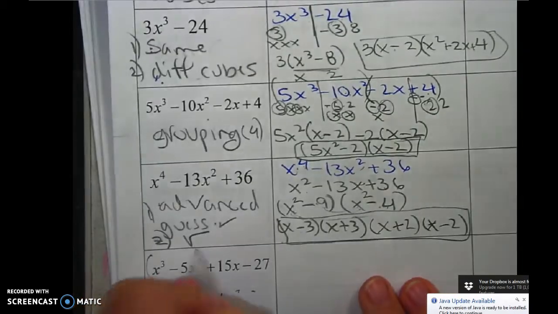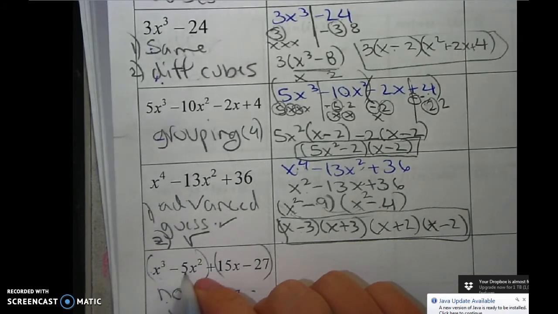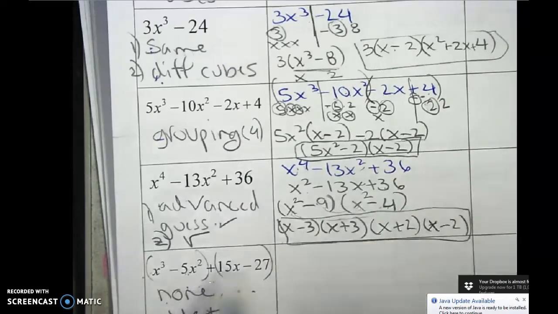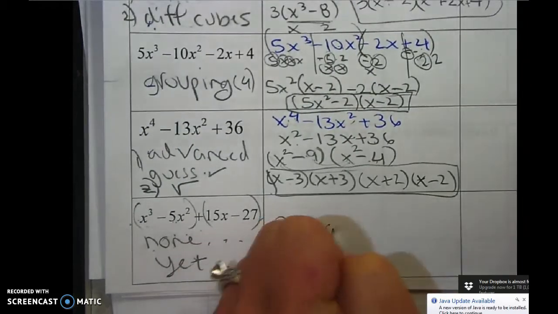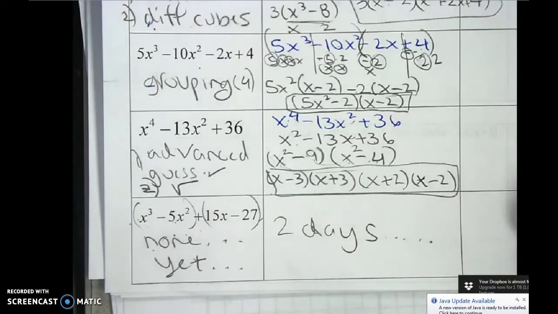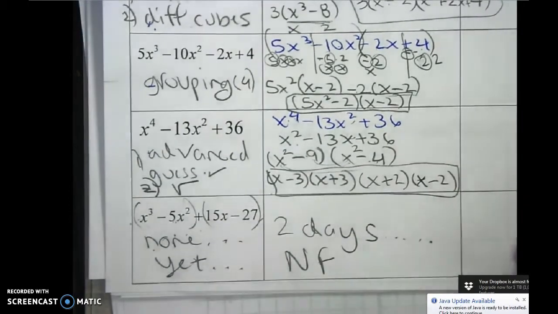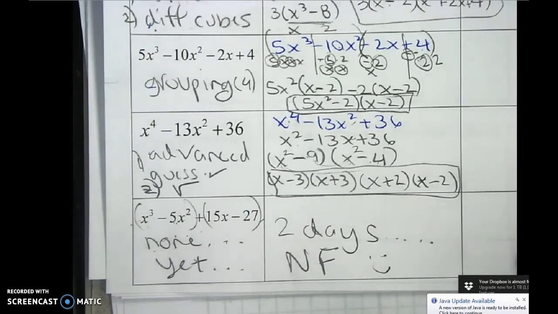Well, I know, because I can tell, that this is a 1 and a 5, so they don't have a GCF. That would match a 15 and a 27. You will learn this in 2 days. So for right now, you cannot factor it. That's what you're learning. You cannot factor it. But in 2 days, you will be able to factor it.